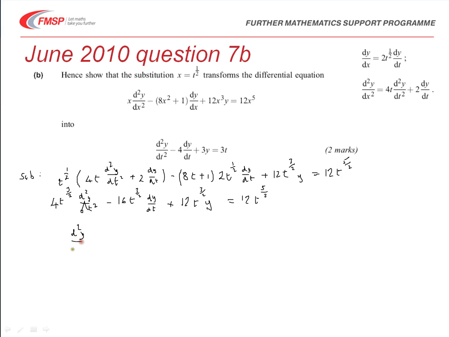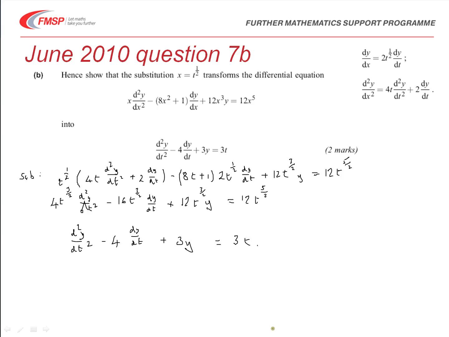d2y by dt squared. In this part we will just get minus 4 dy by dt, and then here we get plus 3y, and that will then equal, well, 4 into 12 gives us another 3, and this time the t to the 5 over 2 divided by t to the 3 over 2, subtracting the powers, you get t to the 2 over 2, or just t, which is the required result.